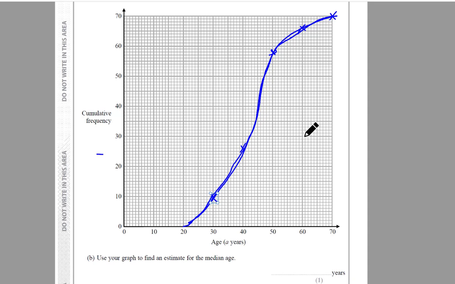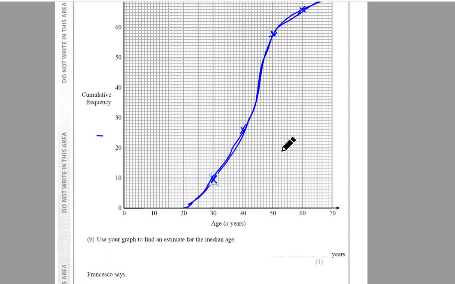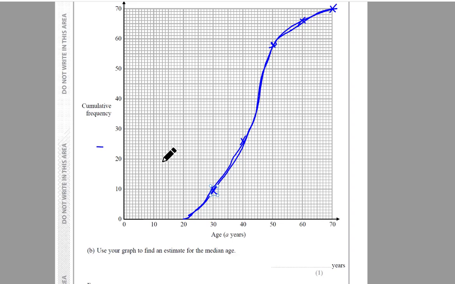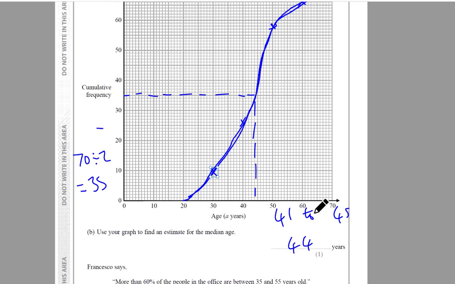Okay. Now, use your graph to find an estimate for the median age. There's 70 people. So in this instance, you can just do 70 divided by 2 equals 35. Let's do the dotted line, look professional for the examiner. That looks like 44 years to me. And they accept a range between 41 to 45. So that should be marks in your pockets.